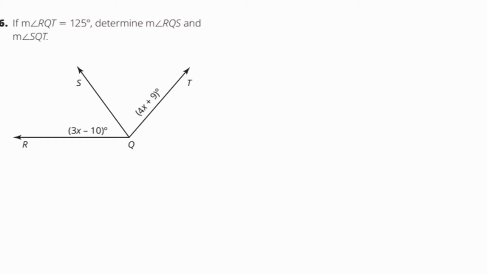Next up, angle addition postulate. It says if RQT, which is this big angle on the outside here, is 125 degrees, we want to determine the value of these two. In order to do that, we have to find the value of X. So we could say that angle RQS plus angle TQS is equal to angle RQT. And we could substitute in the values here.